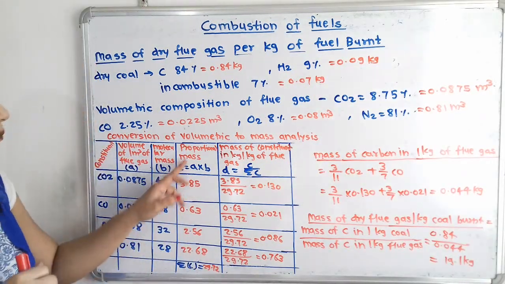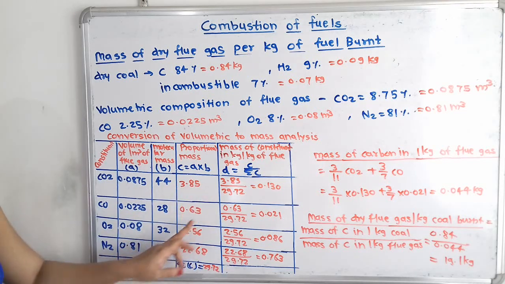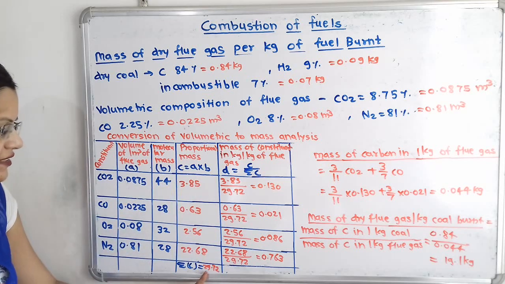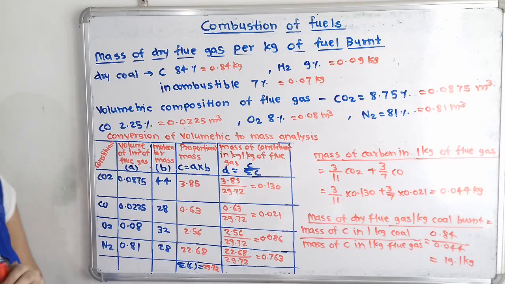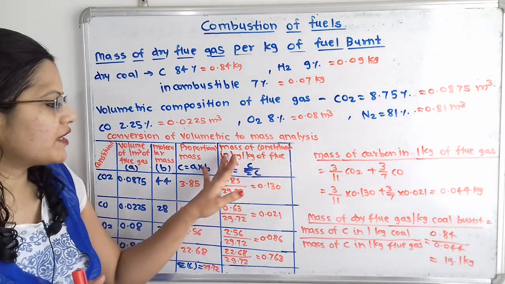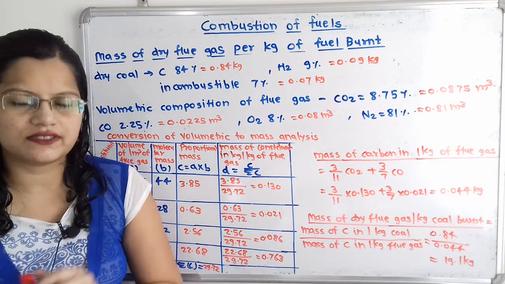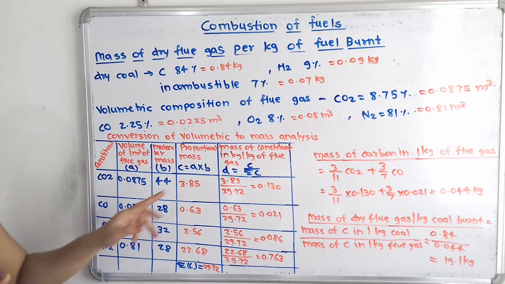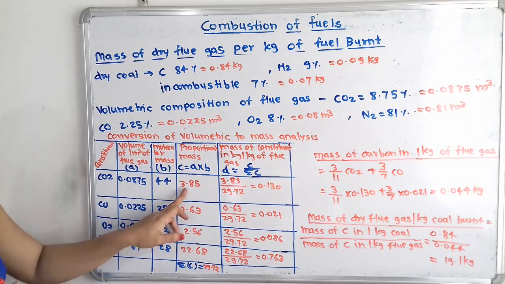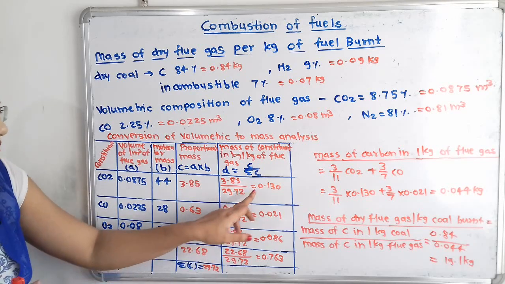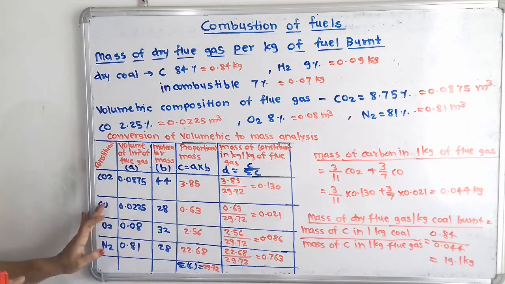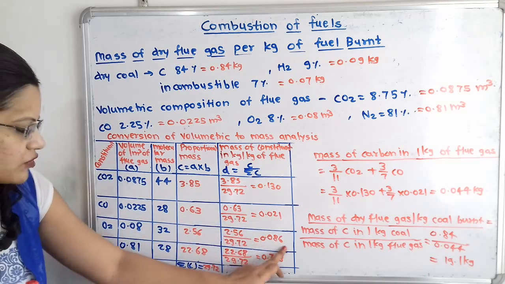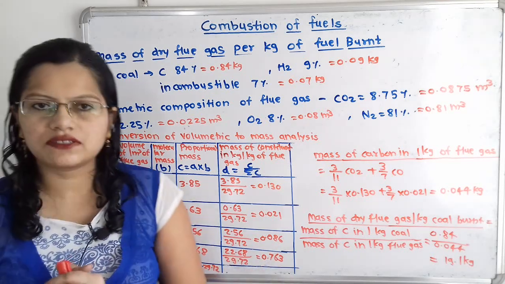Now the calculated values of proportional mass are 3.85, 0.63, 2.56 and 22.68. So when we add all these, we get summation of C as 29.72. Now how to calculate the mass of constituent in kilogram per kilogram of flue gases? That means in 1 kilogram of flue gas, what is the amount of CO2? So we take C divided by summation of C, that is 3.85 divided by 29.72, that is 0.130. In the same way, carbon monoxide is 0.021, O2 0.086 and N2 0.763.